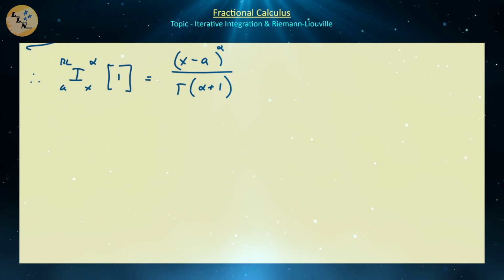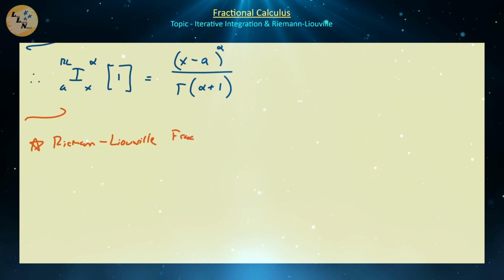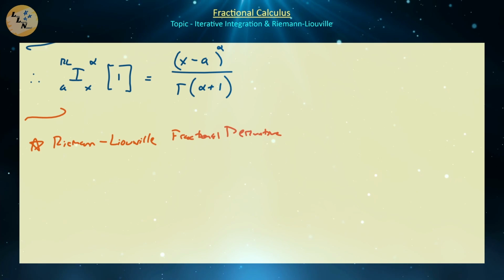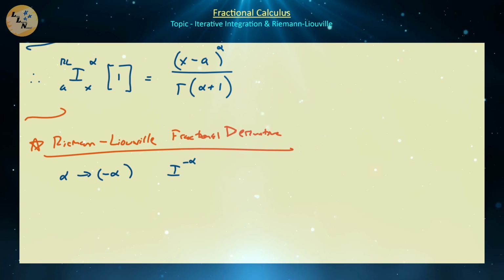So we can apply this to technically any function, but what I want to do now is introduce a new operator, which is called the Riemann-Liouville fractional derivative. What we're going to do is take the Riemann-Liouville fractional integral and mirror it. We're going to send alpha to minus alpha, and we're going to denote I to the minus alpha to be equal to D to the alpha.